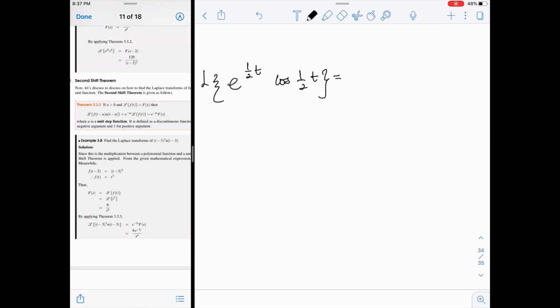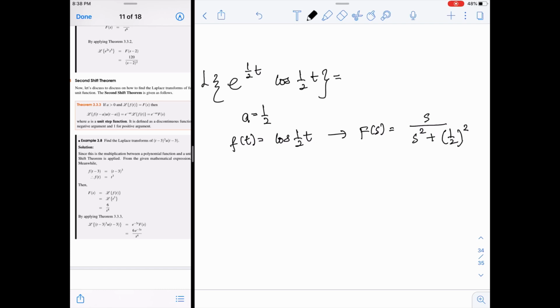Okay class, let's try this example. Okay, as previously, you need to identify the a. The a is 1 over 2, and your f(t) is cos of 1 over 2 t. From the f(t), you will get your F(s). You will refer to the table. For the cos, what you will get is s over s squared plus 1 over 2 squared over here.